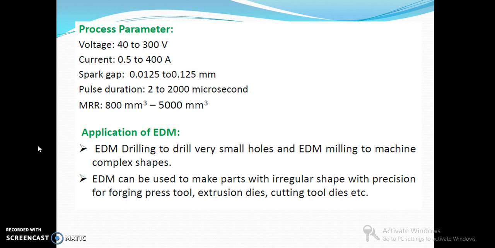What are the basic applications of electrical discharge machining? It is useful to drill very small holes, and EDM milling can machine complex shapes. It can be used to make parts with irregular shapes with precision, for forging press tools, extrusion dies, cutting tool dies, etc. This EDM process is useful for creating prototypes, and also for making dies and molds. These are the basic applications of the electrical discharge machining process.